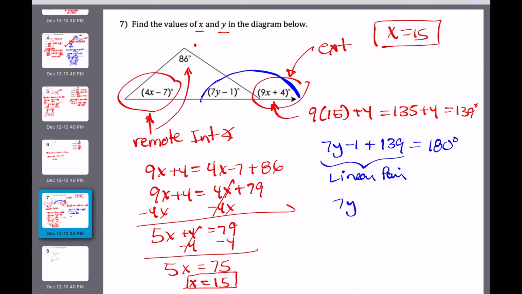So now 7y, and when you combine negative 1 with 139, gives you plus 138 equals 180. Subtract 138 from both sides, and you have 7y equals 42. Divide both sides by 7, and y is equal to 6. And there's your x and y answers.